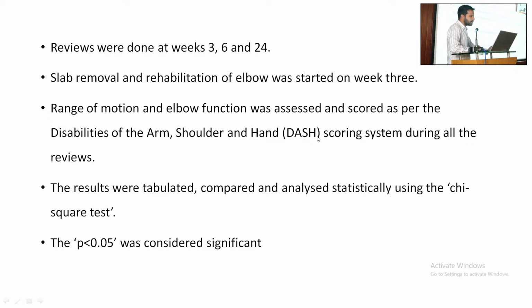Review was done at week 3, 6 and 24, sir. Slab removal and rehabilitation of the elbow was started at week 3. Range of motion and elbow function was assessed and scored as per the Disabilities of the Arm, Shoulder and Hand DASH score system during all the reviews. The results were tabulated, compared and analyzed statistically using chi-square test, and a p-value less than 0.05 was considered significant. How long did you follow the cases? 24 weeks. 24 weeks means 6 months. Short term.